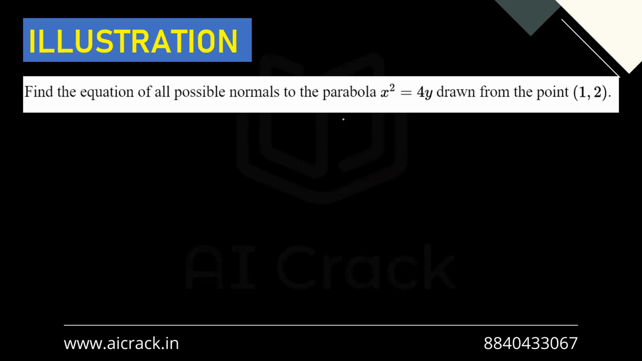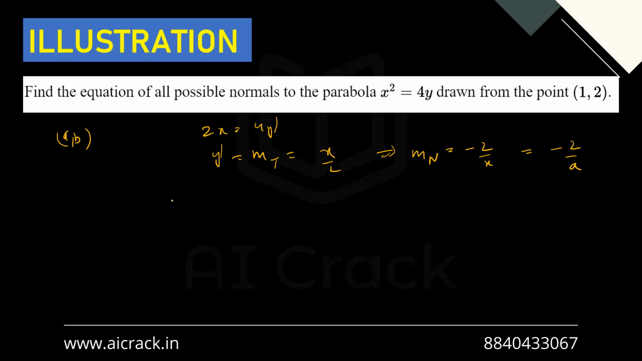So we'll follow our method and we'll first find out the slope of the tangents and normals. So 2x equals to 4y dash. So basically y dash, which is nothing but m tangent, would be x by 2. So basically m normal would be minus 2 by x. Now let's say the point is a comma b on the curve. So m normal would be minus 2 by a over here. Now I have to write down the equation of normal. That would be y minus b equals to minus 2 by a times x minus a, right?